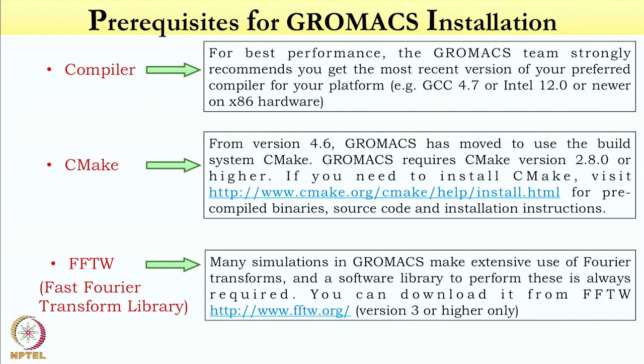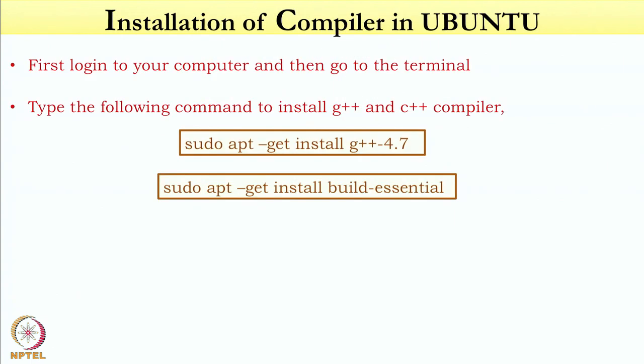So first we'll have to install the compiler, say in Ubuntu. To install it, just type the command sudo apt-get install g++-4.7, and it will automatically get installed in your PC. After g++, is there a minus sign there? Yeah, minus 4.7, it's a version. It's the latest version now.